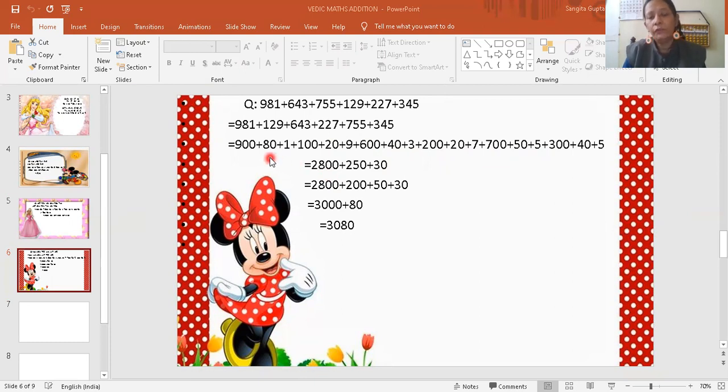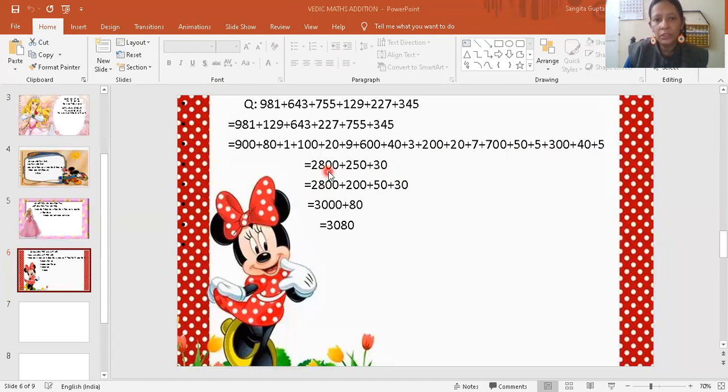Now you have to add tens terms. Now 80 plus 20 is equal to 100. 100 plus 40 is equal to 140. 140 plus 20 is equal to 160. 160 plus 50 is equal to 210. 210 plus 40 is equal to 250. So I have written here add 250. Now we have to add the units place. Now 1 plus 9 is equal to 10. Then 3 plus 7 is equal to 10. So 10 plus 10 is 20. Now here 20 plus this 5 plus 5 is equal to 30. So now all the terms I have written here, and then you have to do the additions here.